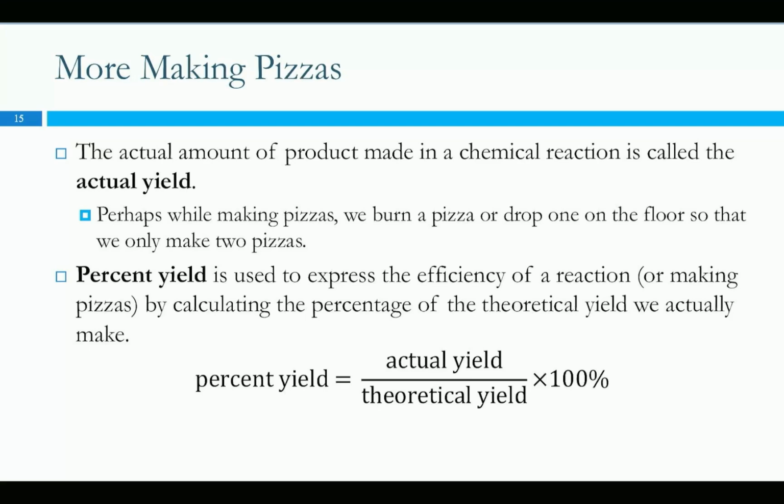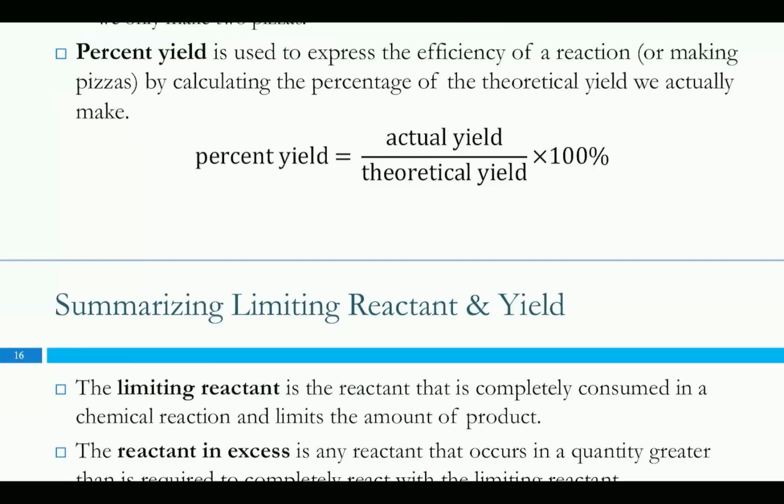Now, actual yields have to be determined by doing the experiment. It takes a lot of other things into account. To calculate a percent yield, it's just what percentage of the theoretical yield could I make? So it'll always be smaller, and there's no subtraction here. It's just actual yield divided by the theoretical times 100.